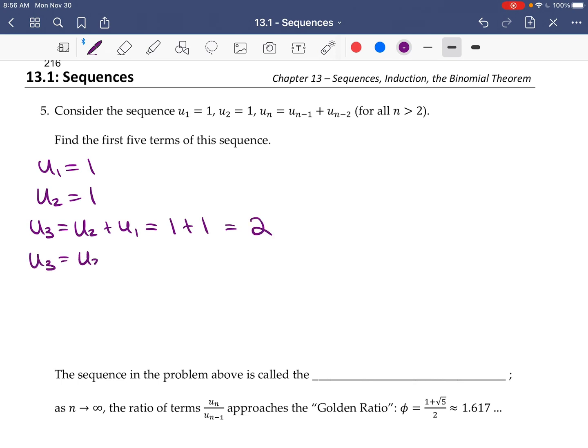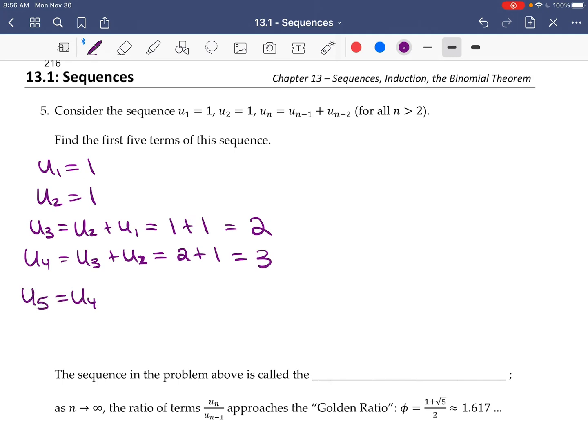u3 is going to be u2 plus u1. Okay, so that's going to be 2 plus 1. Sorry, this is u4. So it's going to be u3 plus u2. Okay, but that is 2 plus 1. So that's 3.